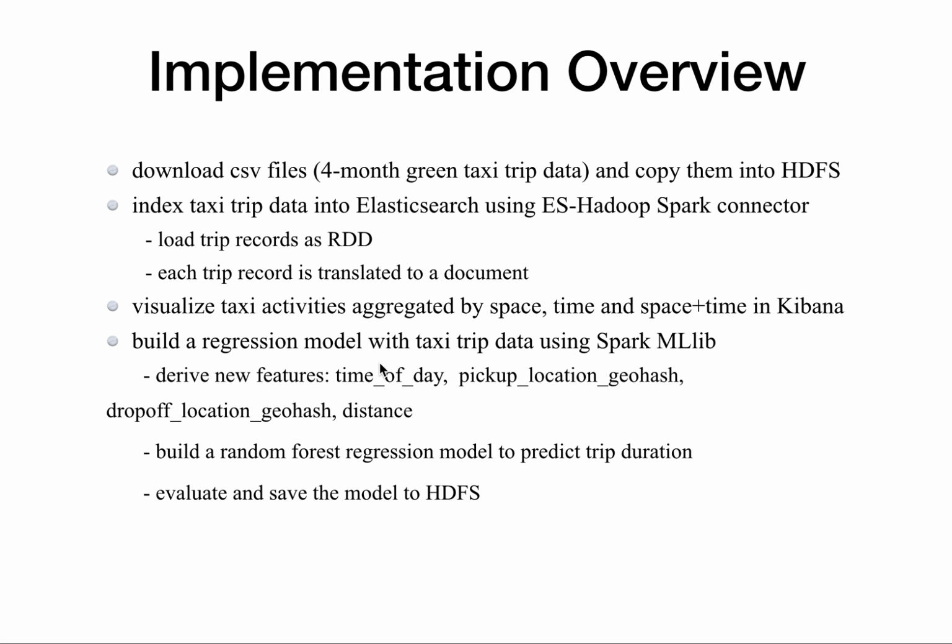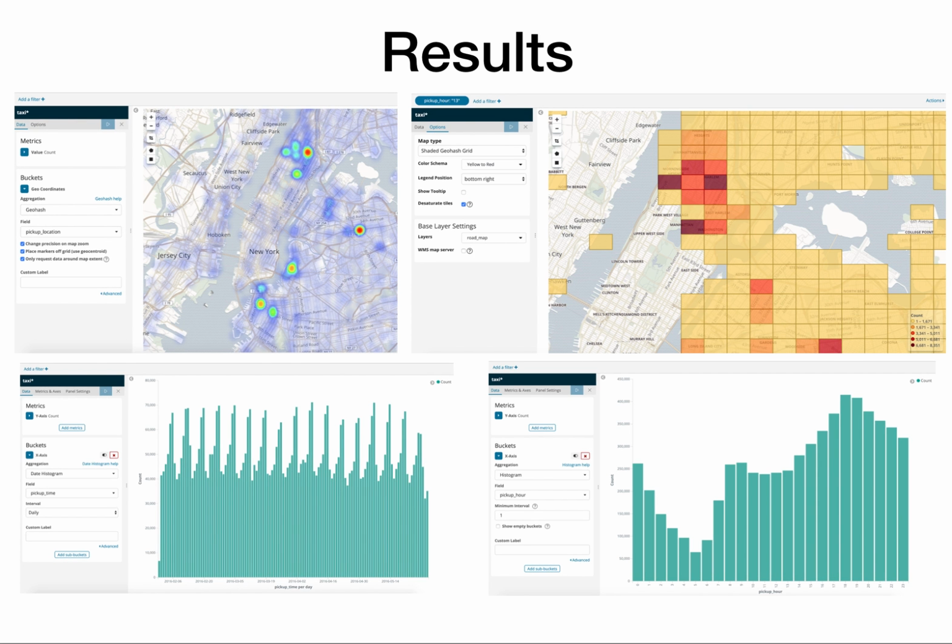Finally, I built a regression model with taxi trip data using Spark MLlib. I derived some new features from the raw features: time of day, pickup location geohash, drop-off location geohash, and distance. I built a random forest regression model to predict trip duration using those features, and then evaluate and save the model to HDFS. Let's move on to results.